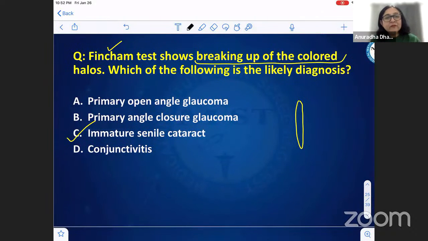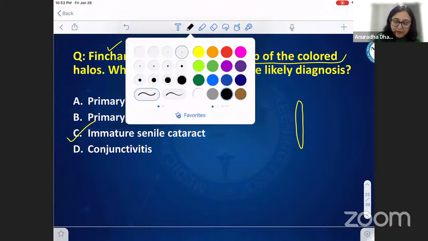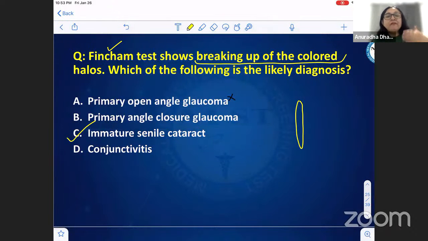Because this will be happening when Fmge test is performed by a patient who is having immature senile cataract. Okay, we do not see any colored halos in primary open angle glaucoma. They are a feature of acute angle closure glaucoma. When the pressure becomes very high, the cornea becomes edematous. That's why the patient sees colored halos. Fine, friends.